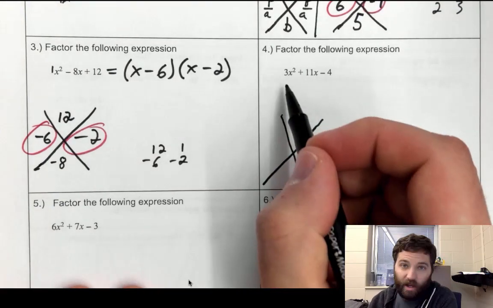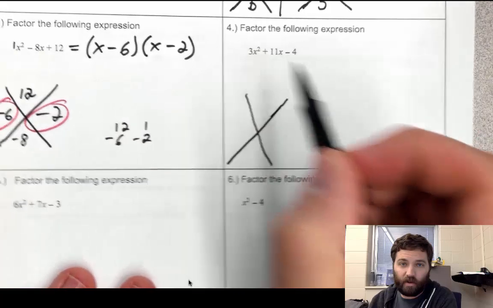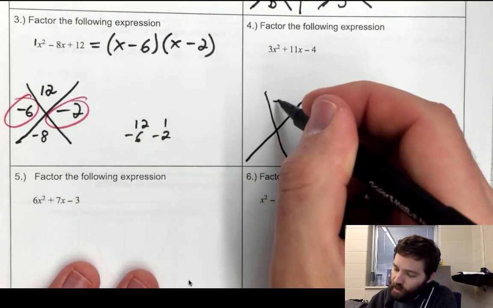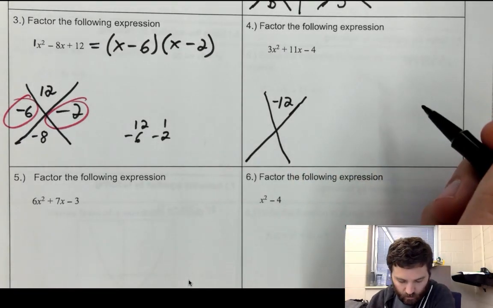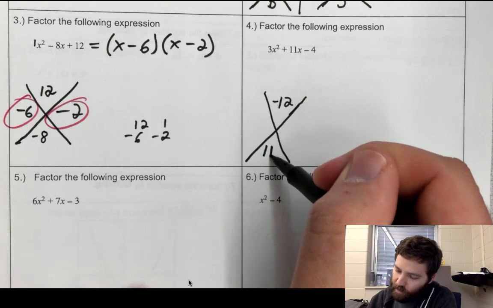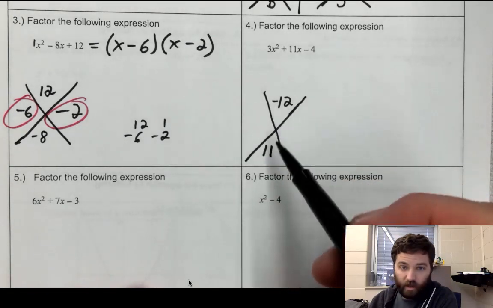Okay, so a times c. Now a is not 1 anymore, so we're going to have to think a little bit harder here as we go. But 3 times negative 4 is negative 12. And then below, we're going to put 11. So now we're going to look for factors of 12 that combine to give me 11.